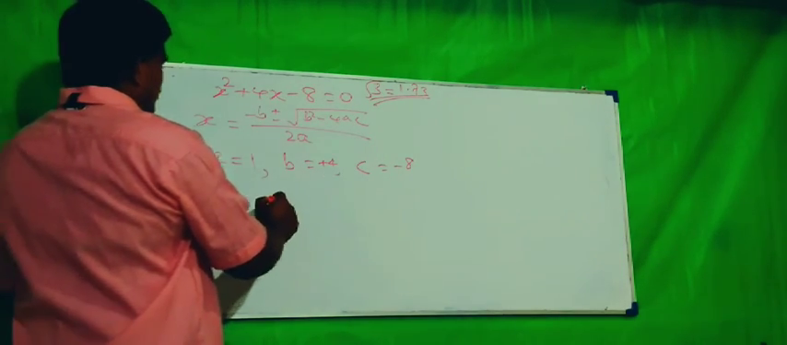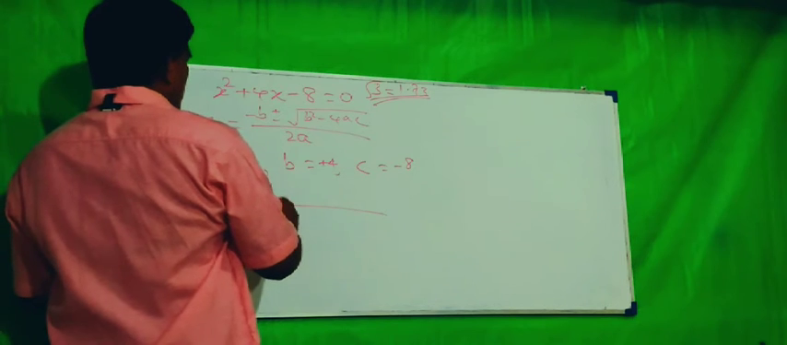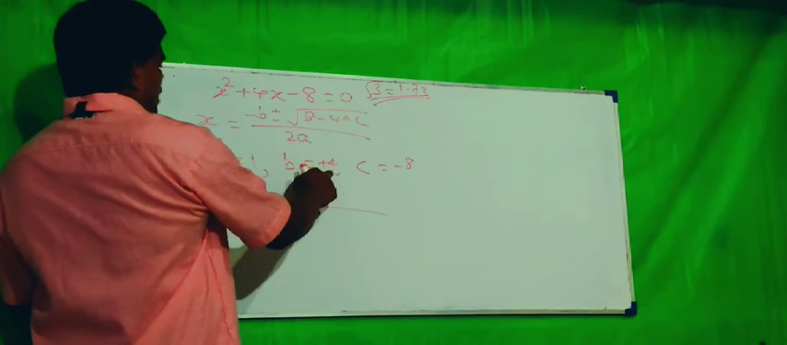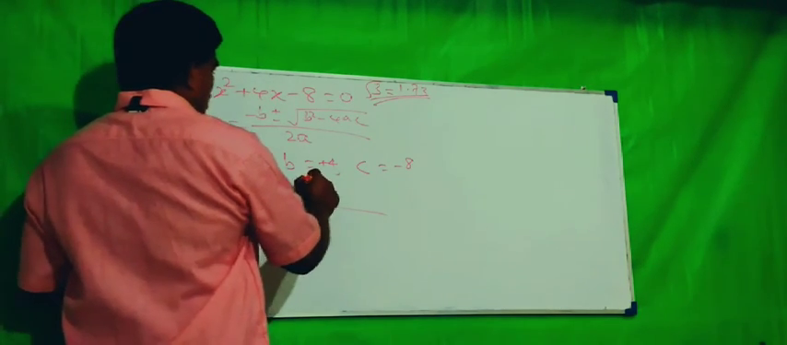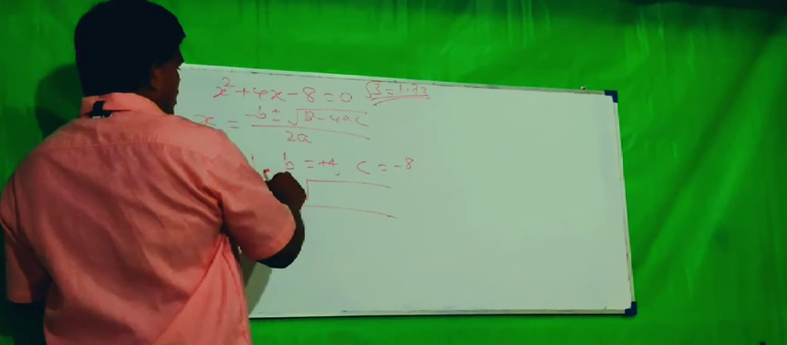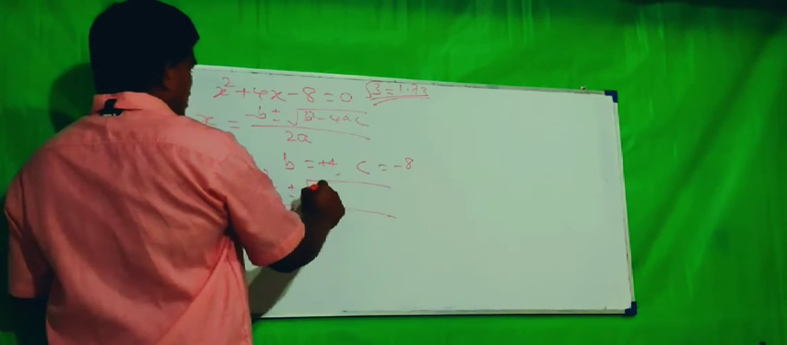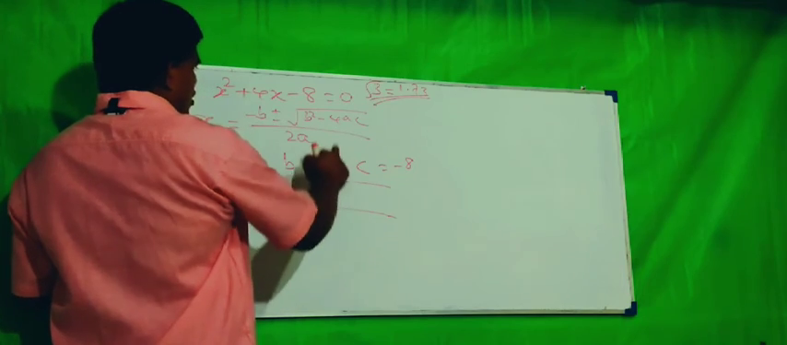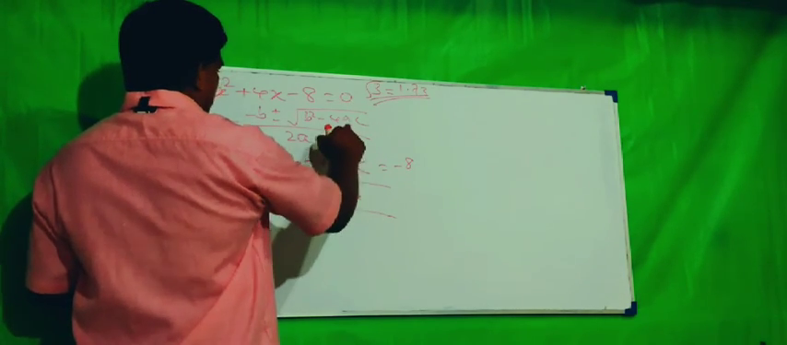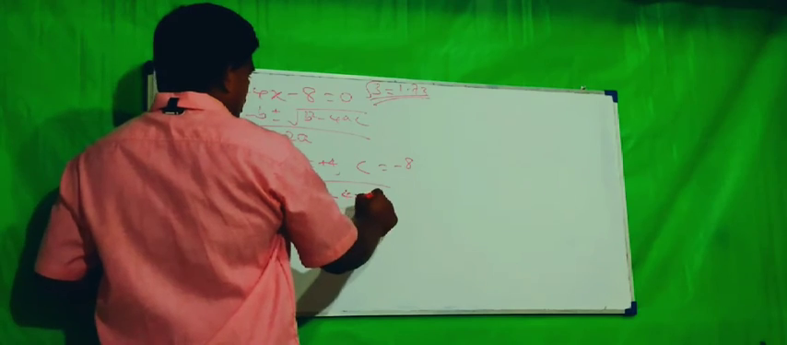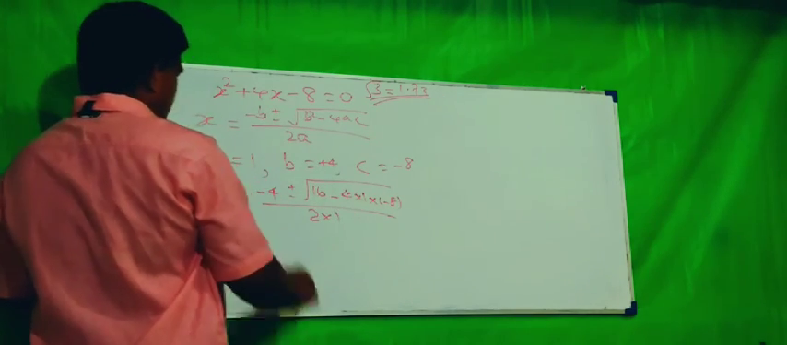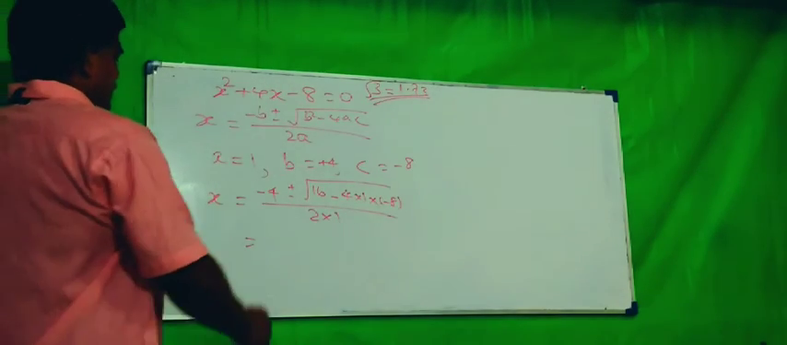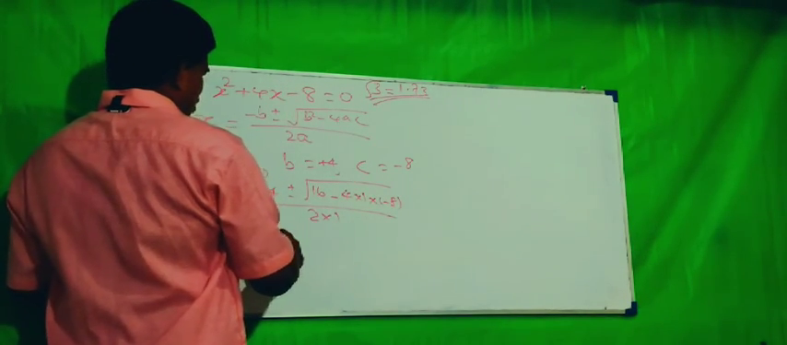Then x equals, let's substitute b, plus 4, here minus b, then minus 4 plus or minus the square root of b squared. B squared is 4 squared, then 16, minus 4 into a, which is 1, into c, which is minus 8. Then the denominator is 2a, 2 into 1. That is the simplification.